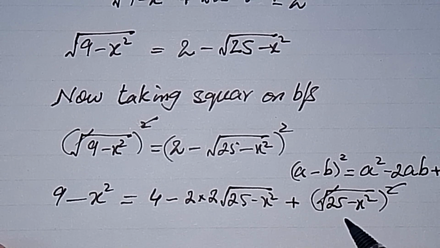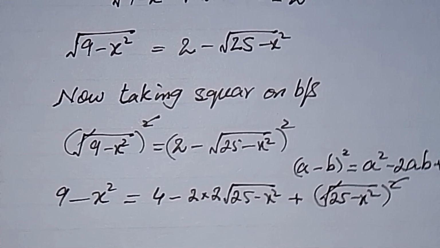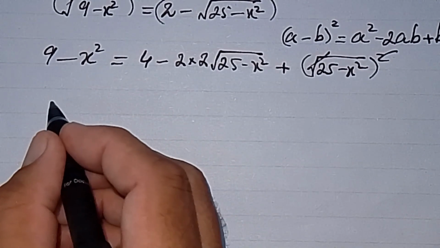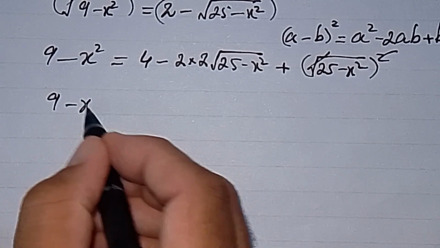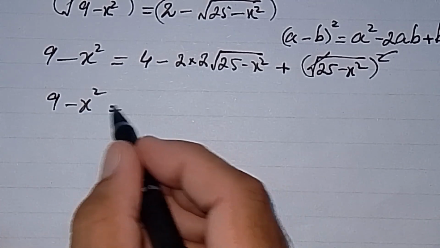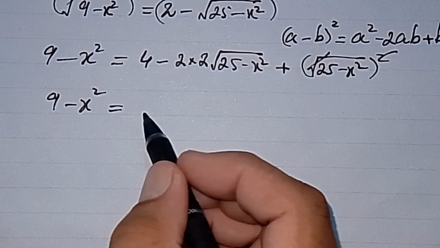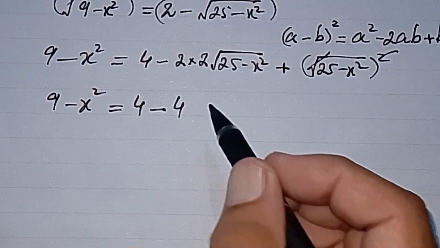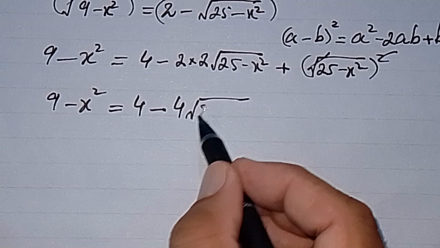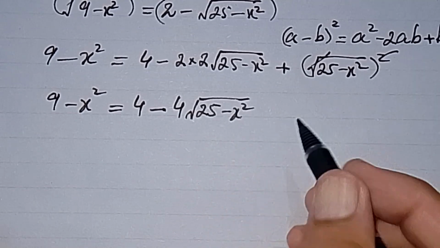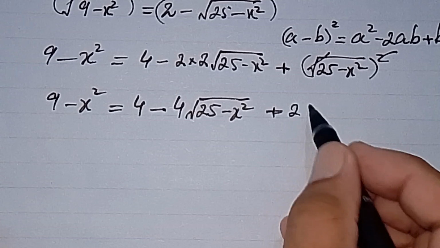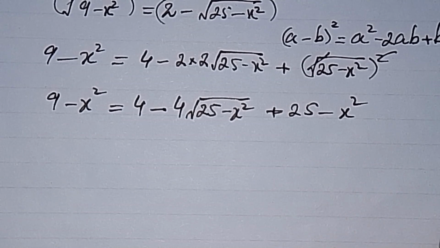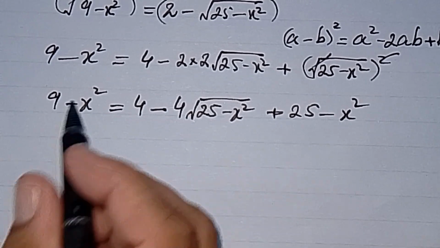These squares are cancelled. Then 9 minus x square is equal to 4 minus 2 into 2 under root 25 minus x square plus 25 minus x square. Now we will rearrange these terms.